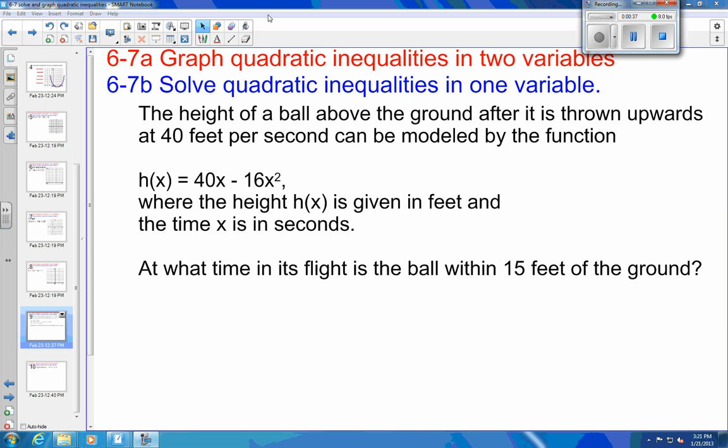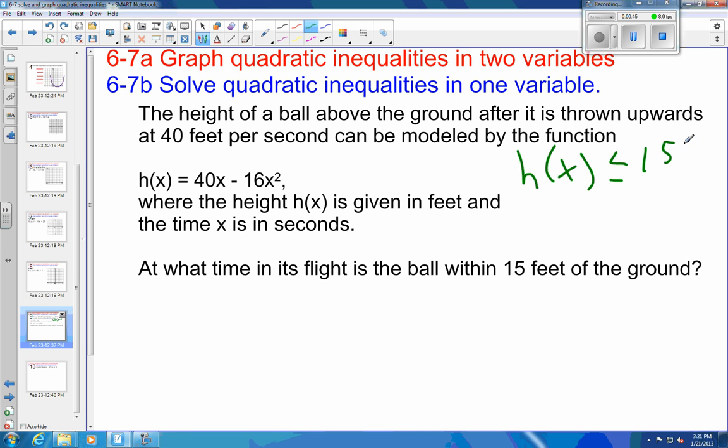So we want this height to be less than or equal to 15 feet, basically. So we can take our equation, 40x minus 16x squared, and we want that to be less than or equal to 15.